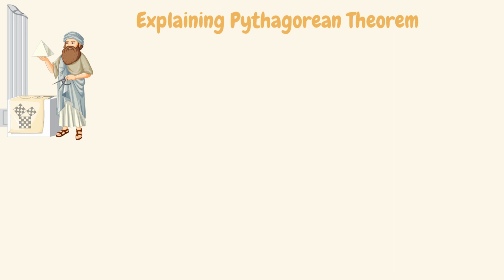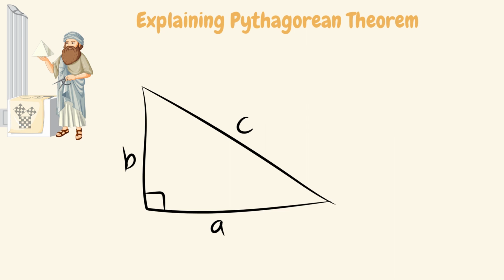In a right-angled triangle, one of the angles must measure 90 degrees, forming a perfect square corner. The side opposite this right angle is called the hypotenuse, while the other two sides are often known as the legs of the triangle.